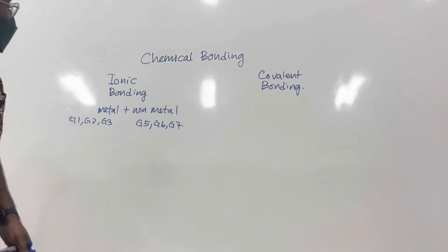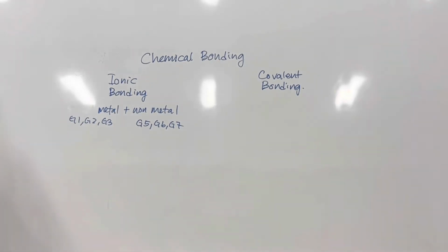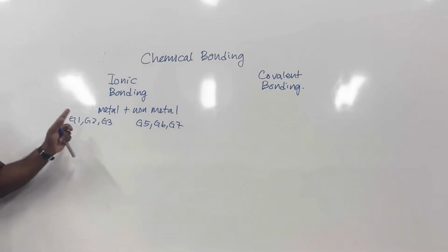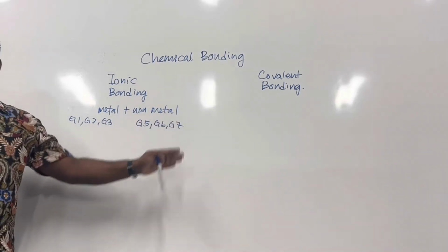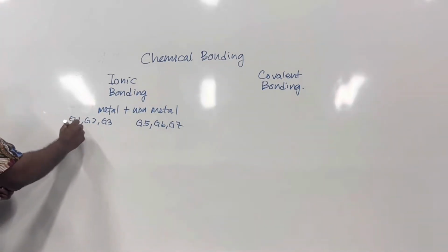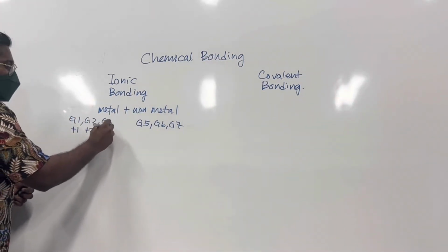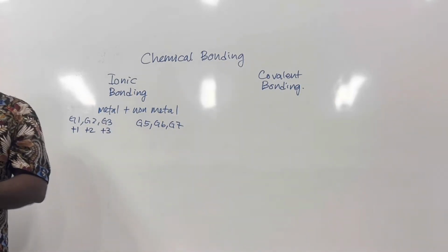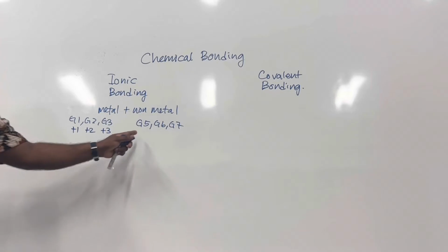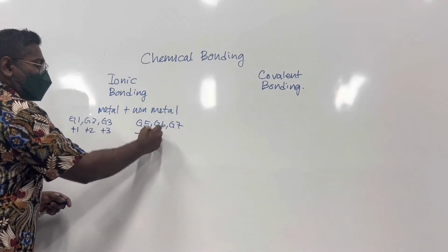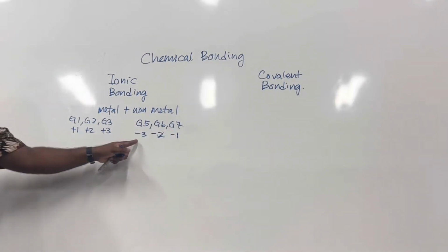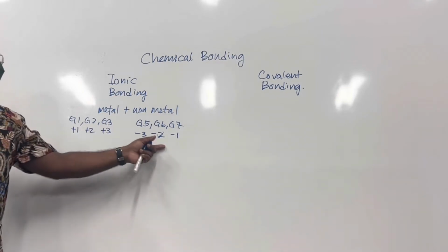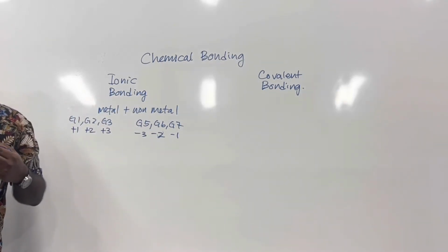Now, what is going to happen? Because group is defined by the number of valence electrons: 1 valence electron, 2 valence electrons, 3 valence electrons, 5, 6, and 7 valence electrons. So they are going to form positive 1 charge, positive 2 charge, positive 3 charge. Why? Because they will lose the electrons. And for this one, they are going to form negative 3, negative 2, and negative 1. Why? Because they are going to get 3 electrons, 2 electrons, 1 electron.